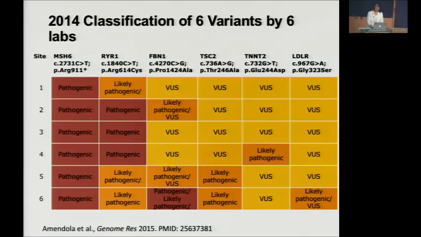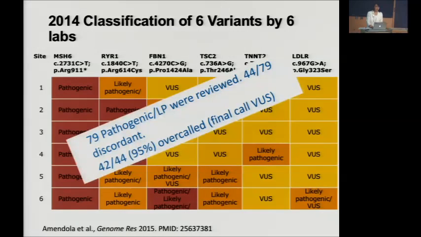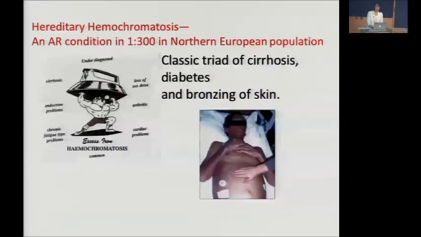And so the American College of Medical Genetics is working on solving this problem. By the way, out of this project also it came out that many variants are, again, overcalled as pathogenic.